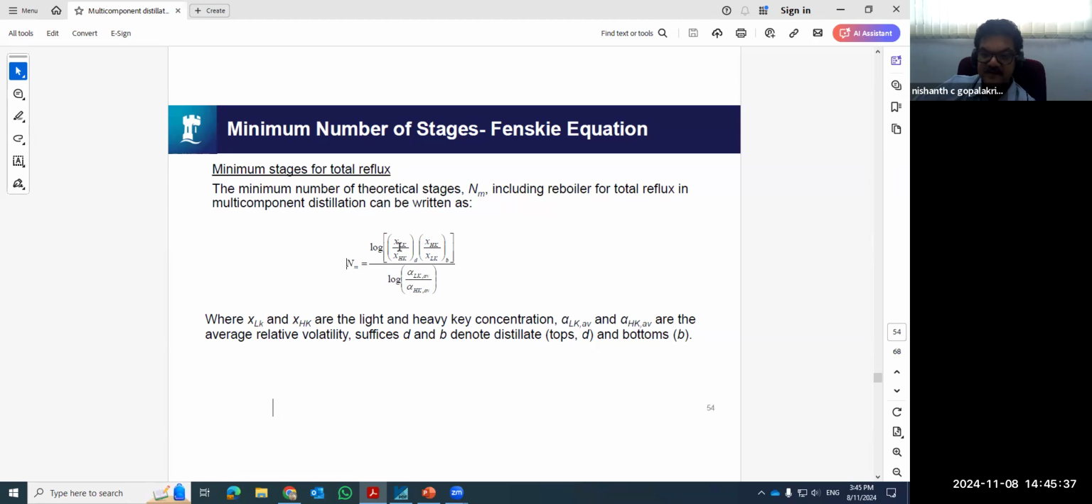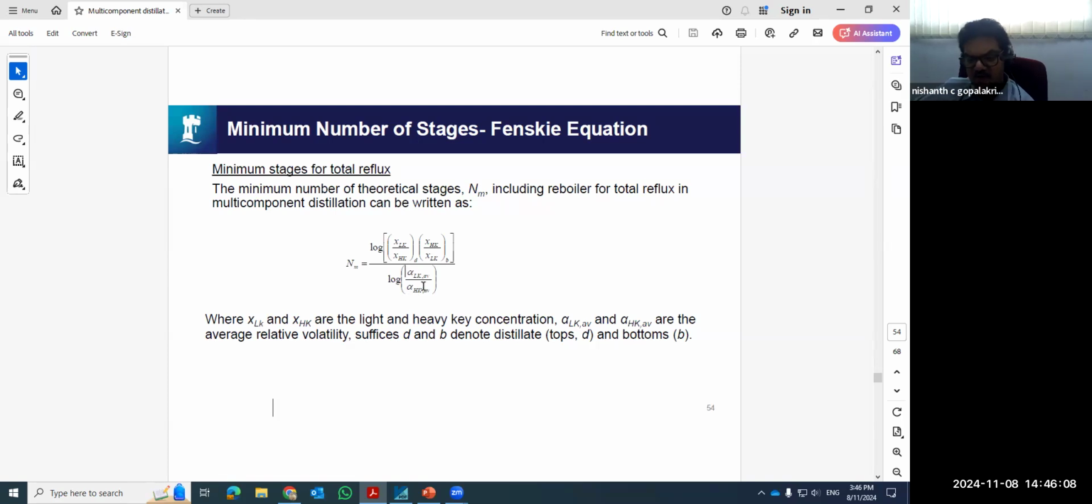If you see this XLK in this equation, XLK represents the mole fraction of light key at the distillate. XHK is the mole fraction of heavy key at the distillate. Then XHK at the bottom means mole fraction of heavy key at the bottom, and XLK at the bottom means mole fraction of light key at the bottom. Now here we have the ratio of relative volatilities.